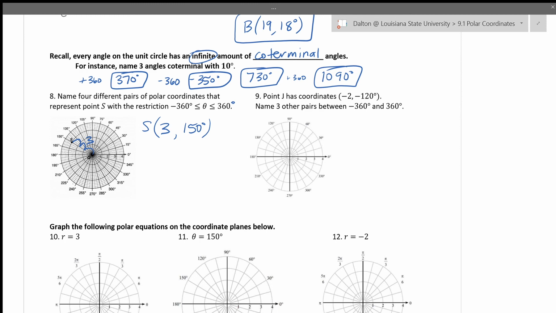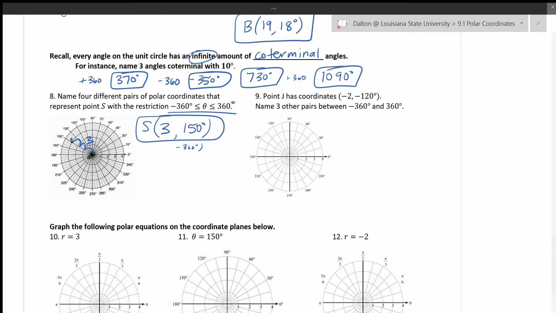Now, I did give you a restriction of your answers being between negative 360 and positive 360. So at 150, if I added 360, I'm going to be above my restriction. So let's try subtracting 360. So this is one answer, 150 minus 360.